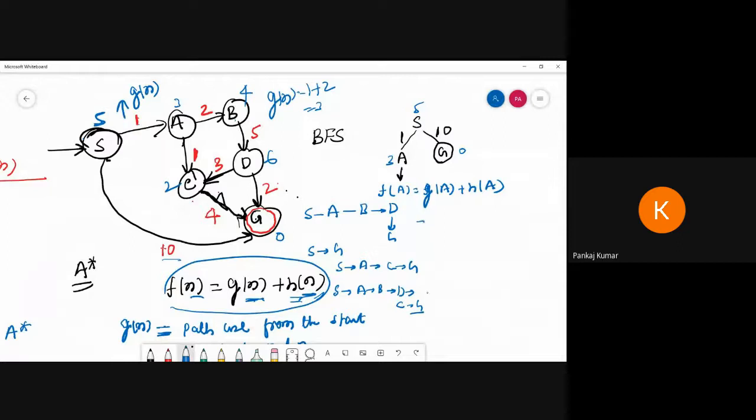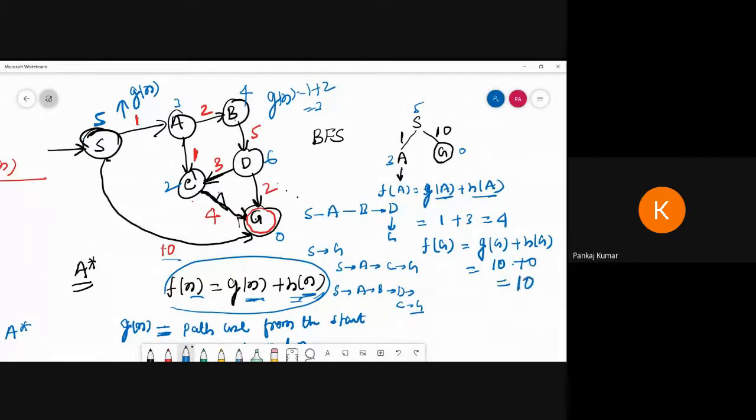So now calculating f of A. g of A, what is the path cost? 1. What is the heuristic value of A? h of A is 3. Now it gives 4. Now the path cost of G, I'm going to calculate. So I am going to write g of G plus h of G. g of G from S to G is 10, plus 0. So I get 10.